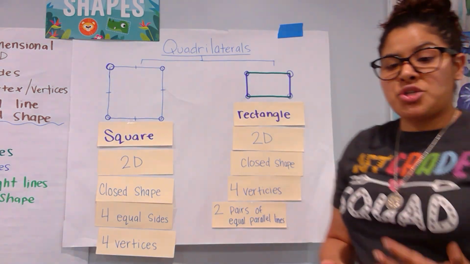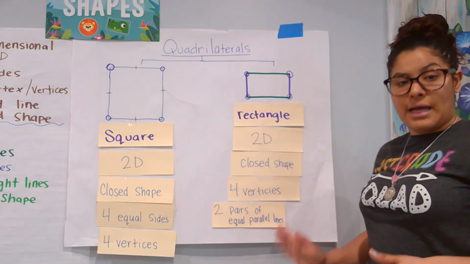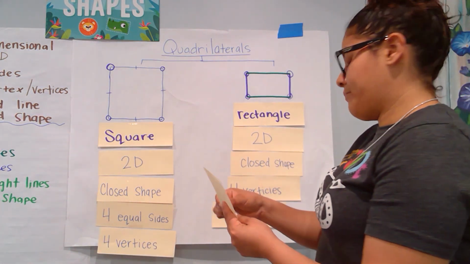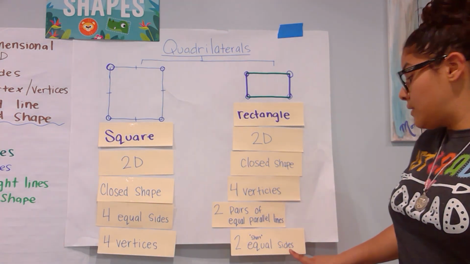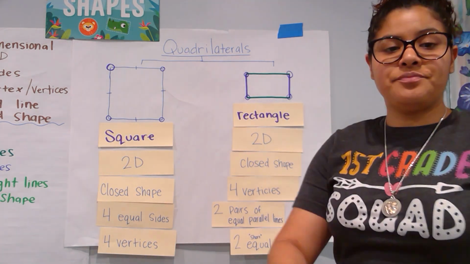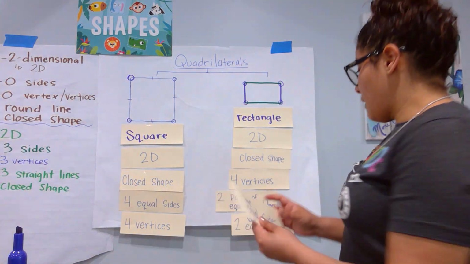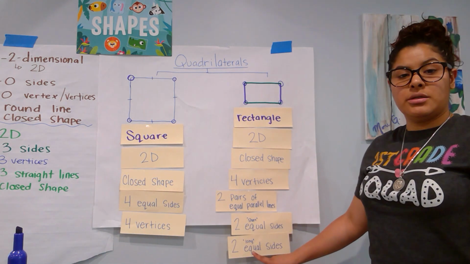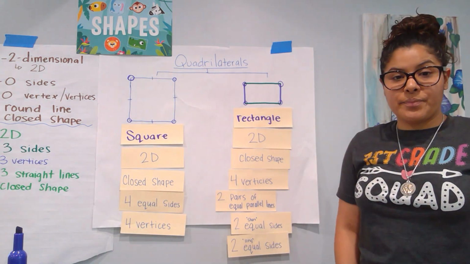So when you're talking about the attributes of a rectangle, you can say 2 pairs of equal parallel lines, or you could say 2 short equal sides. So I have the short ones here. They are equal to each other. But then we can't forget the longer pair either. We also have to say two long equal sides. And those would be the longer sides here. Okay?